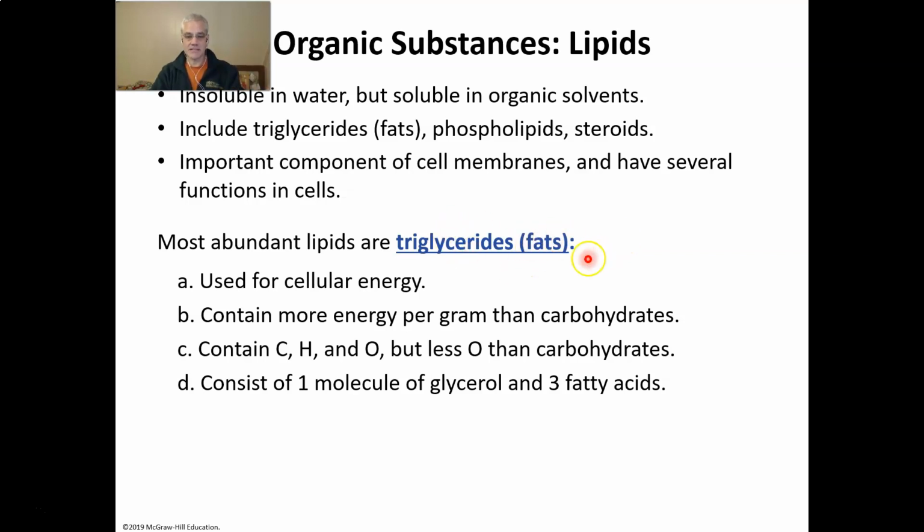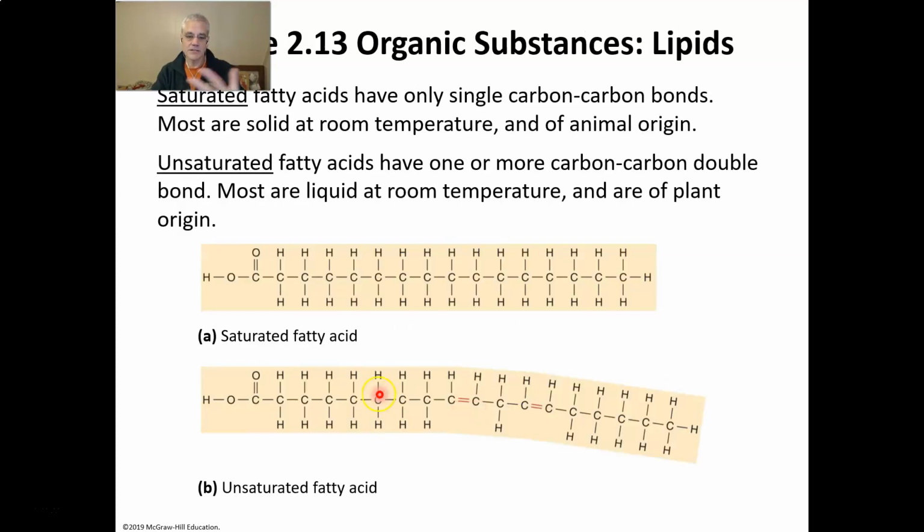All right, so triglycerides are fats, right? Butter. Butter is a triglyceride. They have a lot of energy in them. They contain more energy per gram than carbohydrates, meaning if you were to take a gram of carbohydrate, a spoonful of sugar, and a spoonful of fat, butter, you're going to get more energy from the spoonful of fat. All right? They contain carbon and hydrogen and oxygen, but usually less oxygen, and usually one molecule of glycerol and three fatty acids. The glycerol kind of combines them all together. All right, so we're moving on. Here's a lipid, right?